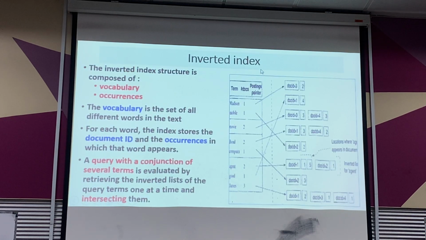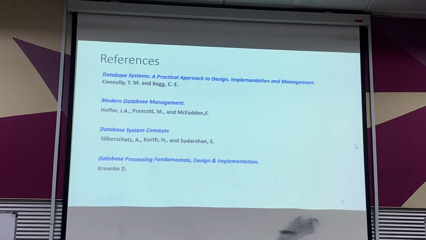Lastly, the inverted index. You can see it is based on the vocabulary and how many times they appear, the occurrence. The vocabulary is the set of different words in the text. For each word, the index stores the document ID and the occurrences, in which documents the word appears and how many times. For a query with a conjunction of several terms, you read the inverted lists of the query terms at one time and intersect them. So it shows which word appears and how many times. When more people search for one, they put it at the top. So we have finished all these chapters.